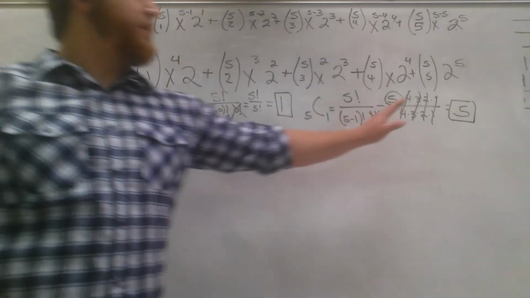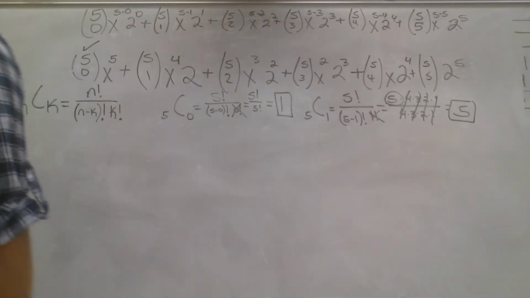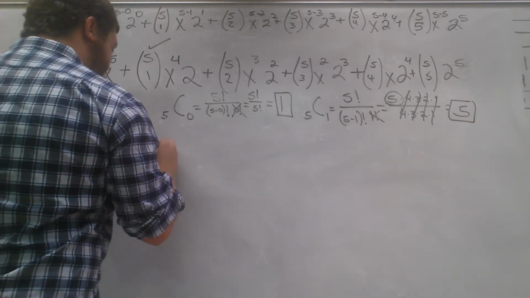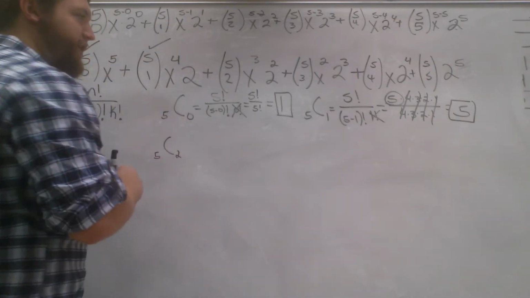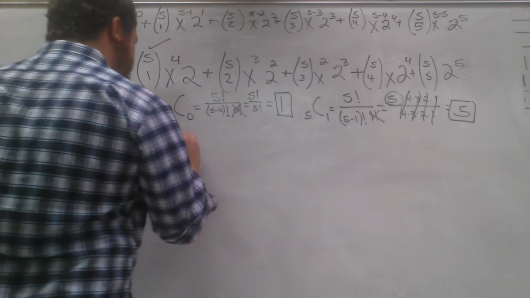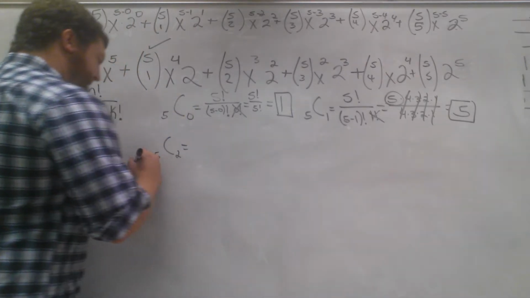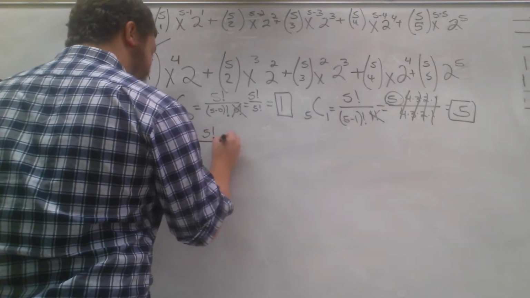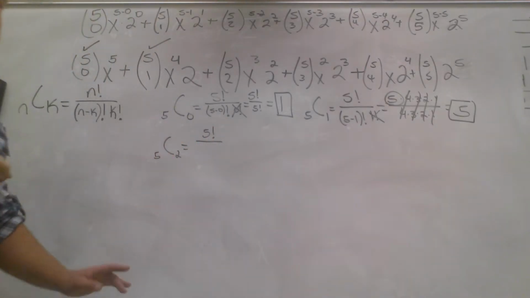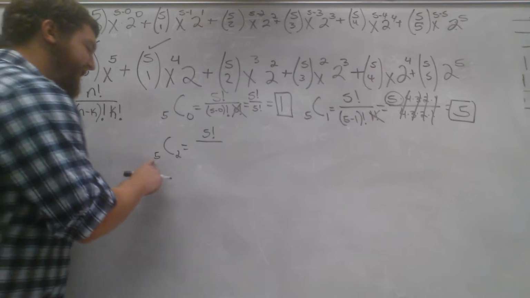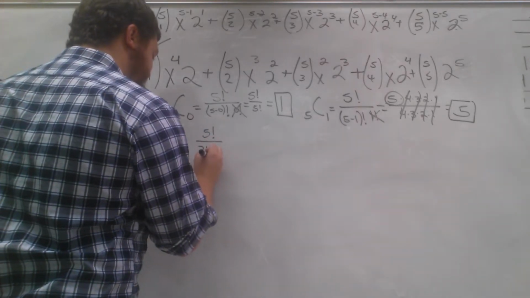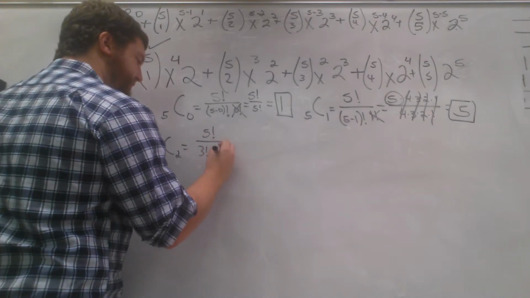So far I've got 1, 5. I'm going to keep going. So now I've done 5, 1. Now let me do 5, 2. 5C2. And I've got to go all the way through. I know it takes forever, but it's not bad. N, K, 5 factorial over, now I'm going to do this a little shorter. What's 5 minus 2? I can do that in my head. 5 minus 2 is 3 factorial. And my K is 2 factorial.